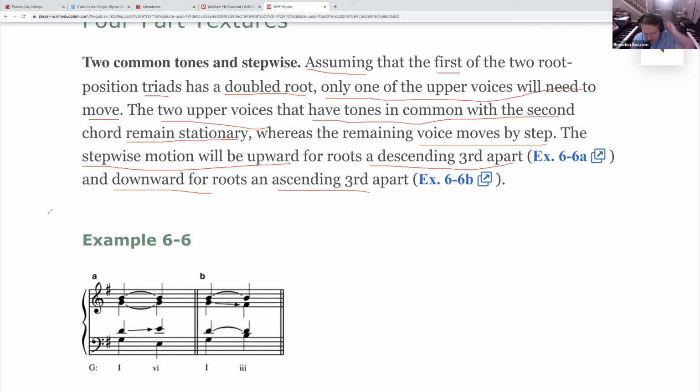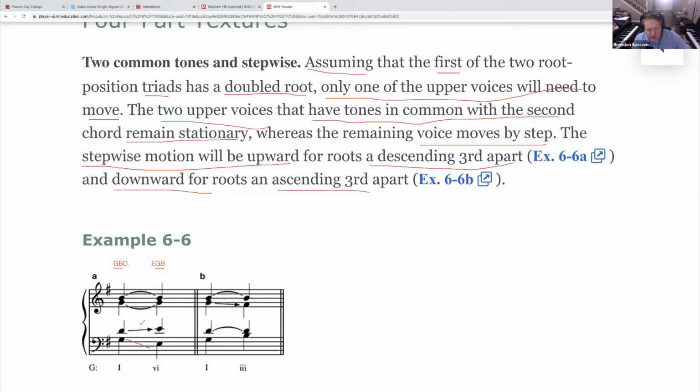So here we go. In example A, our root moves down a third. Between the two chords, we should have two common tones. We've got G, B, D, and we've got E, G, B. True story. We got a G and a B, and a G and a B. Two common tones. Check, no problem.